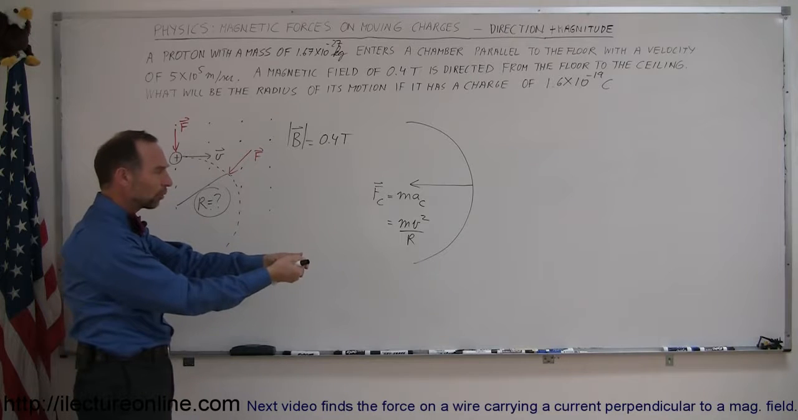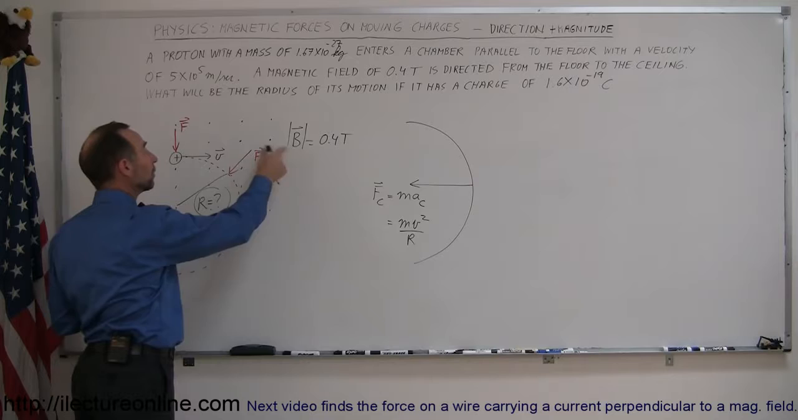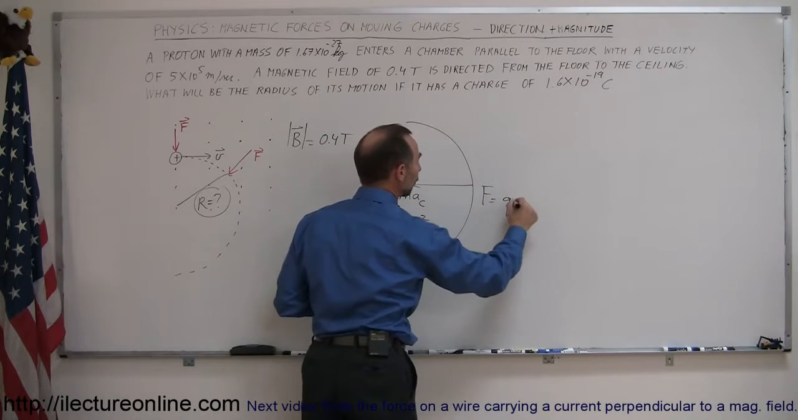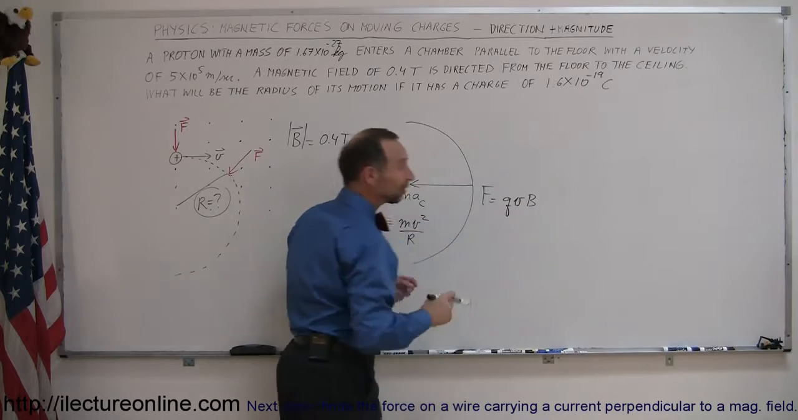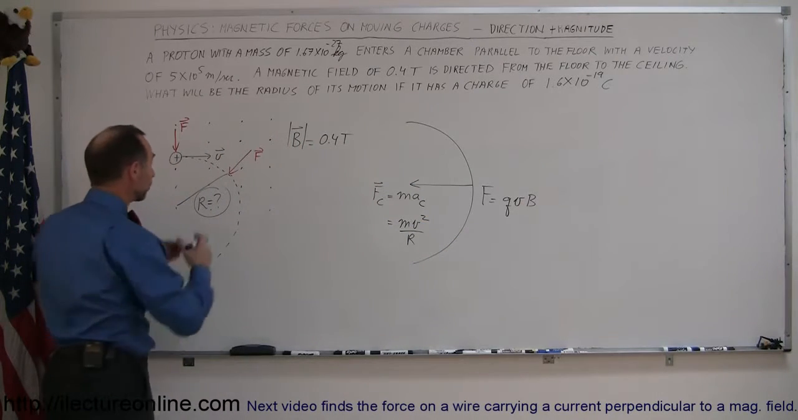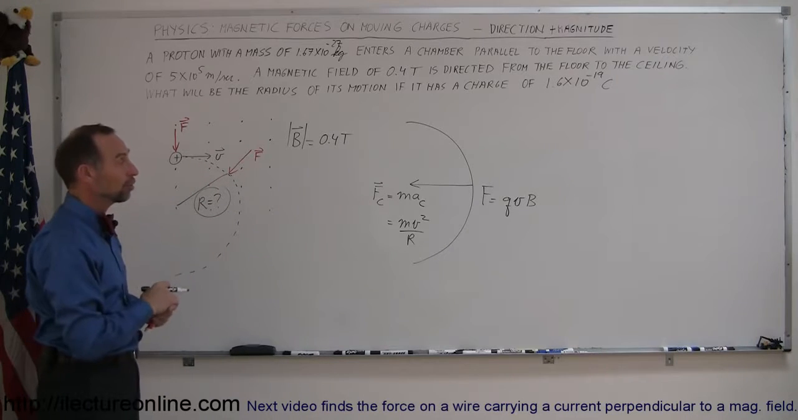And then you say, well, what is causing that force, causing it to move around in a circle? That, of course, is the force due to the magnetic field. The force due to the magnetic field is equal to q v B times the sine of the angle between the direction of the velocity and the direction of the magnetic field, which, since it's always perpendicular, the sine of 90 degrees is 1. So we can simply write qvB.